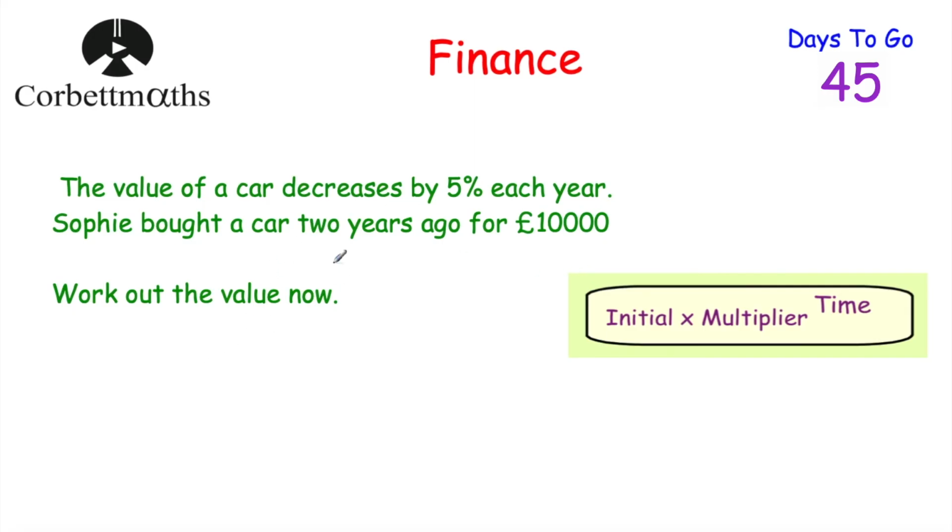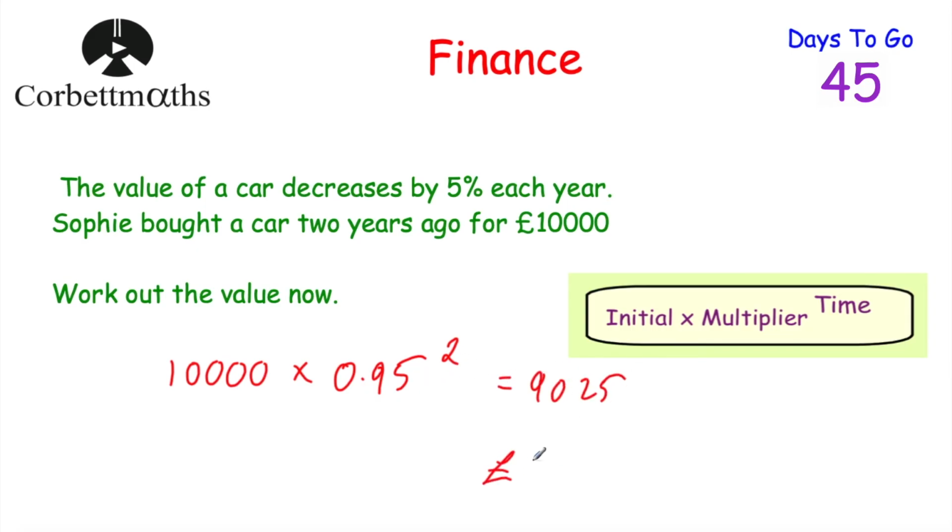Okay, so Sophie bought the car for £10,000. That's the initial £10,000, multiplied by the multiplier. Now it's going down by 5%, so we're left with 95%, so decimal 0.95. And then to the power of time. Well, she bought the car 2 years ago, so it'll be to the power of 2, or squared. So we're going to do 10,000 multiplied by 0.95 squared, and that's equal to £9,025. So the value of the car now is £9,025, and that's it.